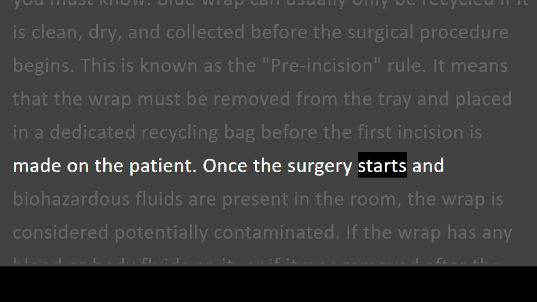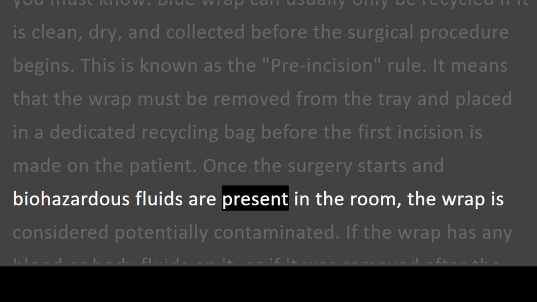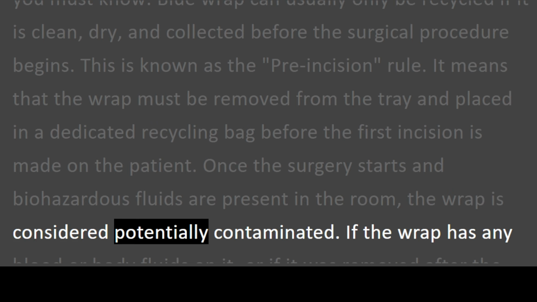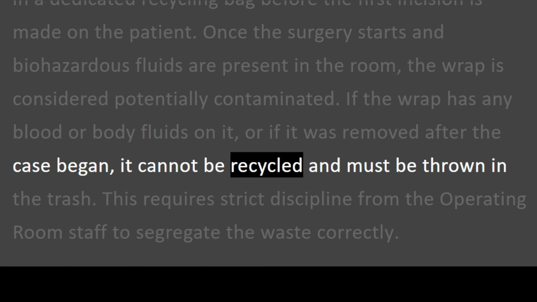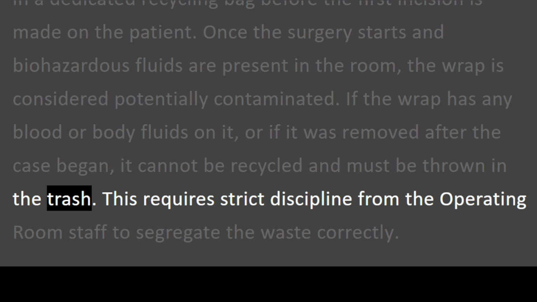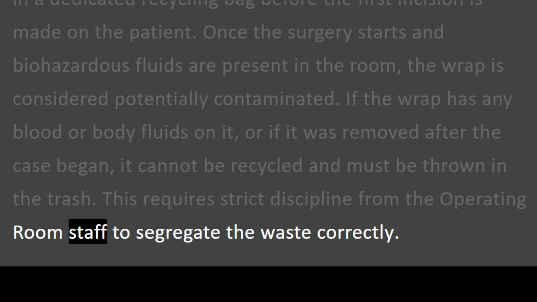Once the surgery starts and biohazardous fluids are present in the room, the wrap is considered potentially contaminated. If the wrap has any blood or body fluids on it, or if it was removed after the case began, it cannot be recycled and must be thrown in the trash. This requires strict discipline from the operating room staff to segregate the waste correctly.